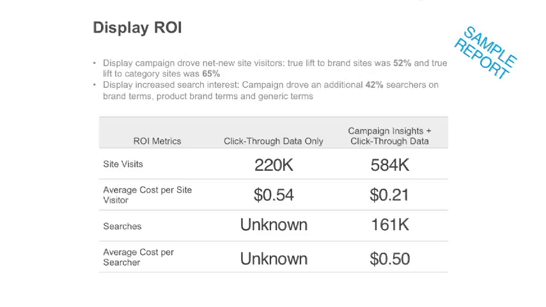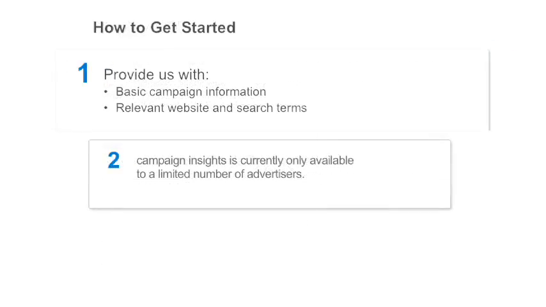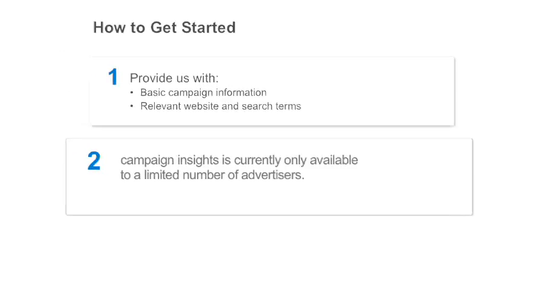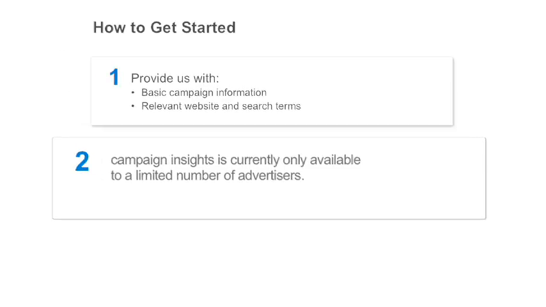To get started using Campaign Insights, you'll need to provide us with some basic campaign information, as well as some of your goals and terms that you want to measure. Please note that Campaign Insights is currently only available to a limited number of advertisers.